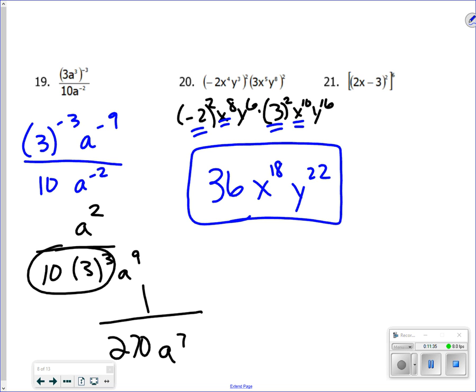21 is a bit of a trick question. Because this is a binomial, I would multiply the exponents, but I have to stop there. 2x minus 3, because there's a minus sign in between, it means there's two terms called a binomial. And so 2x minus 3 cannot be taken to the 10th power with the same rules that we've used previously. So you are done with this question.